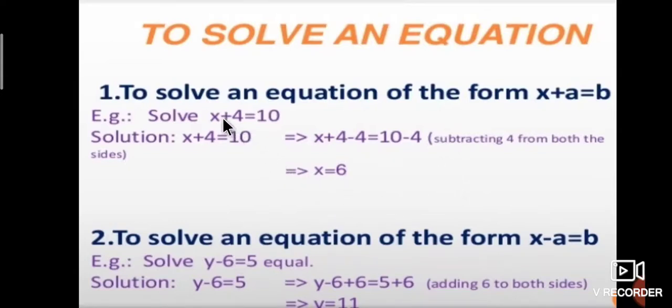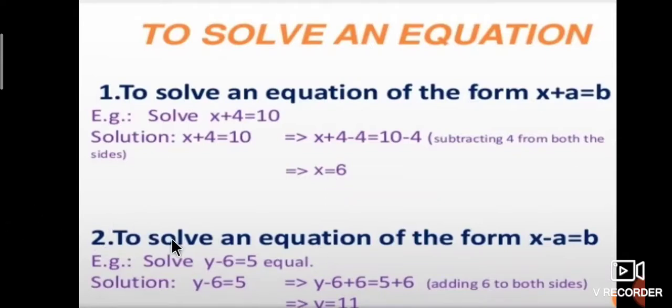Observe here, x plus 4 is equal to 10. You are subtracting 4 on both sides. Therefore, x plus 4 minus 4 is equal to 10 minus 4. Here, minus 4 is subtracted on both sides. Therefore, plus 4 and minus 4 get cancelled. x is equal to 10 minus 4, which is 6. Therefore, x is equal to 6 is the solution of this equation.